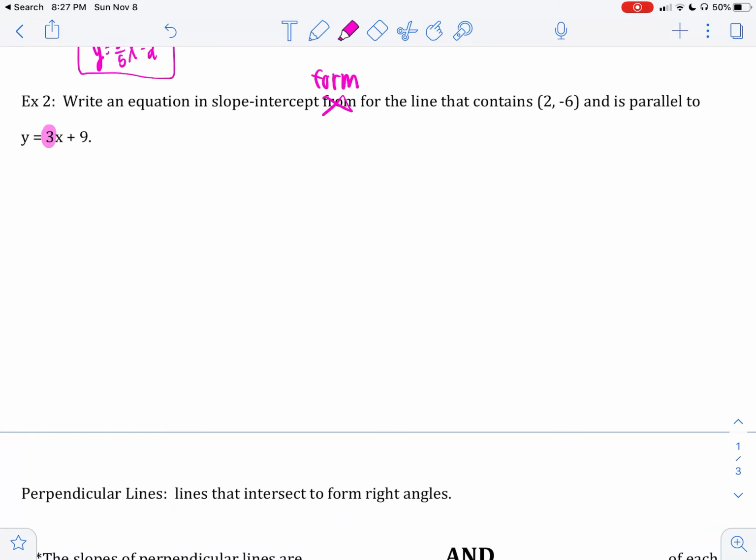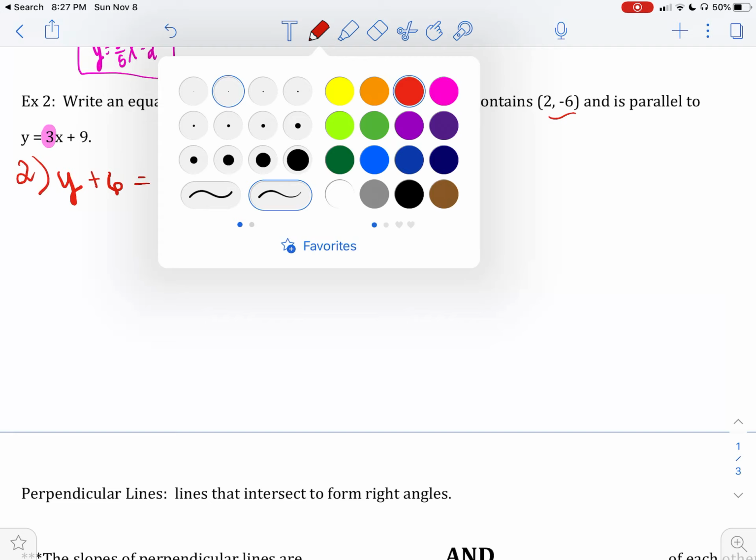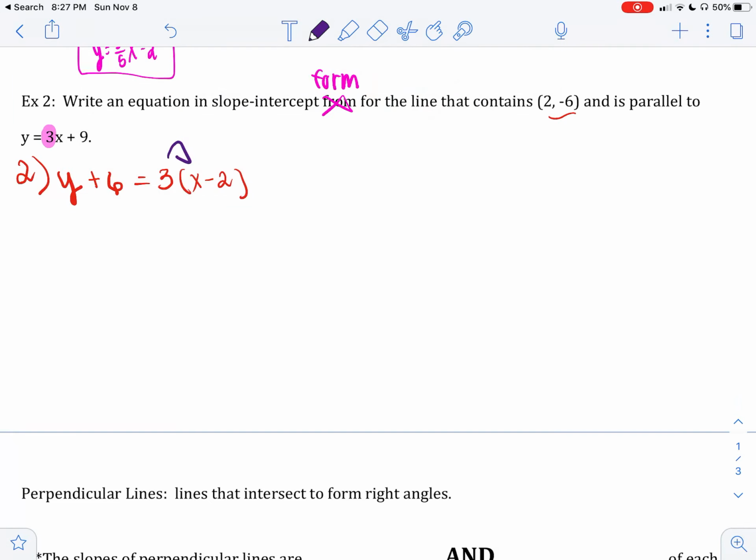All right, writing this equation, we're going to start with point-slope form because we know the point and we know the slope. So we're starting with step 2. Remember, our equation says y minus y1, so we would have y + 6 equals our slope times (x - 2). Now we need to solve for y in order to get to slope-intercept form. So we're going to distribute that 3, multiplying everything inside those parentheses. So we have y + 6 = 3x - 6.